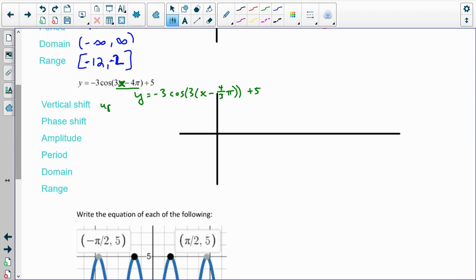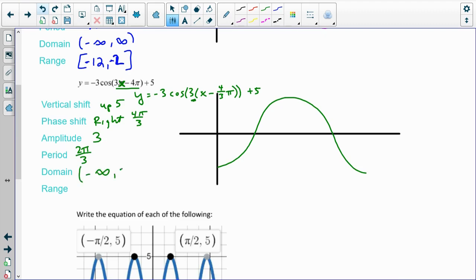Vertical shift, up 5. Phase shift will be to the right, 4 pi over 3. Amplitude is 3, but again, negative, and oh, that would be a positive cosine graph. So I'm going to graph a negative cosine graph just to make sure that I don't do it wrong. The period is normally 2 pi, but I have this 3 here, so it's going to be 2 pi over 3. The domain, always negative infinity to infinity. And then my range is from 2 to 8.